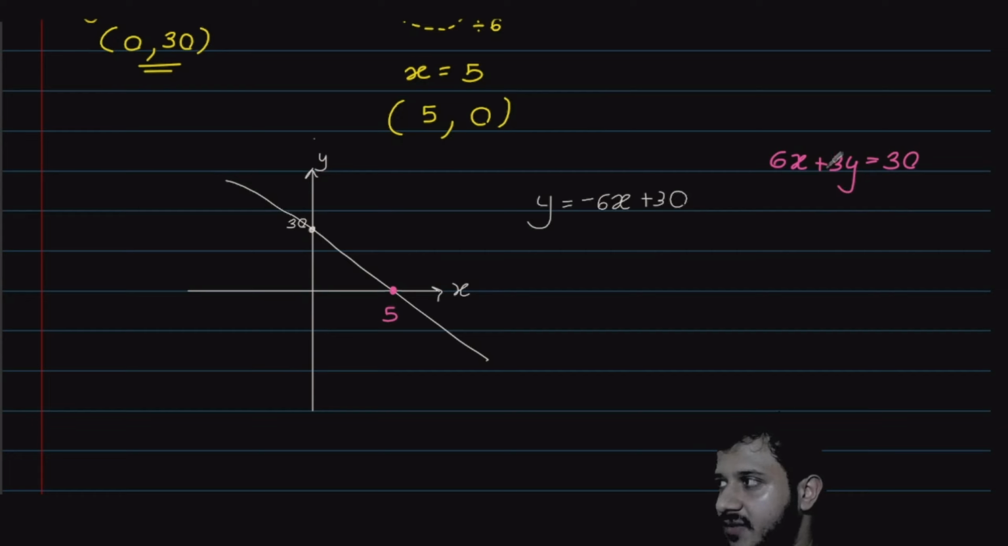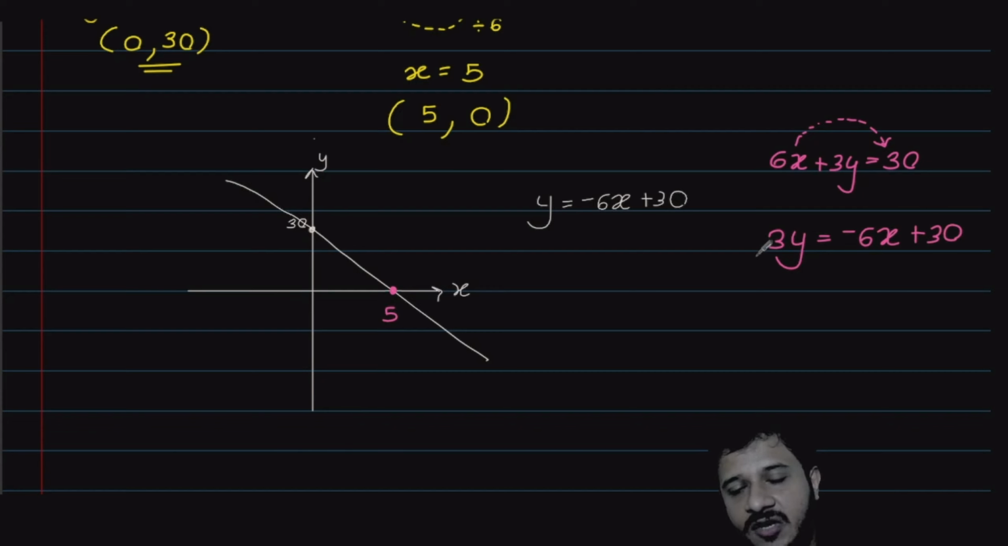They are not giving me the graph in the way I want, y equals mx plus c. So I will make it into y equals mx plus c by bringing this 6x to the other side as a minus. That gives me 3y is equal to negative 6x plus 30. Now, I don't want 3y, I want y, so I will divide everything by 3. That gives me y is equal to negative 2x plus 10. 30 divided by 3 is 10.